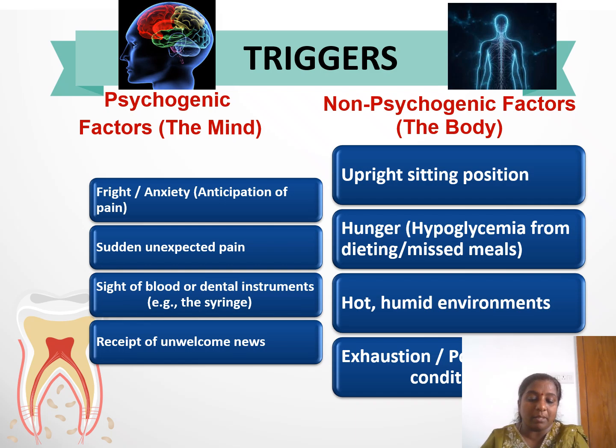Now we'll discuss the triggering factors. What are the triggering factors that can lead to syncope in a patient? Psychogenic, that is related to the mind of the patient, and non-psychogenic factors, that is related to the body of the patient, based on the position or whatever the body is doing.